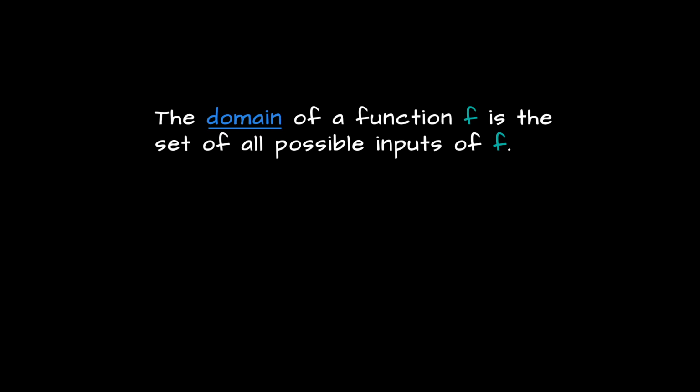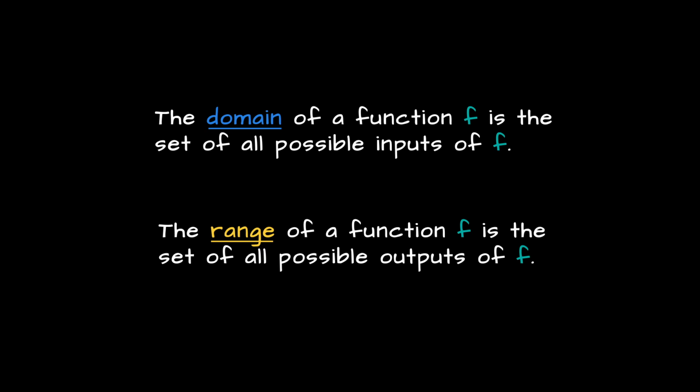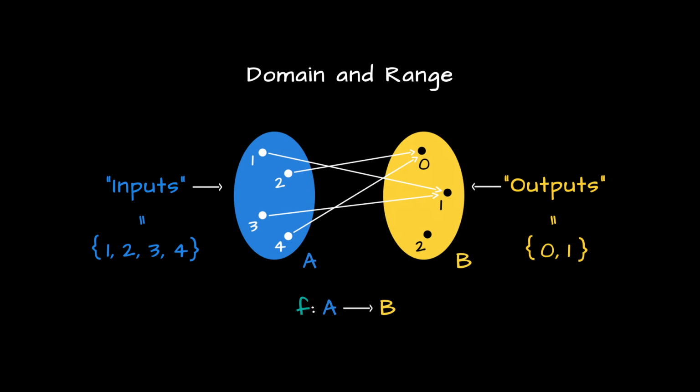This example leads us to a general definition. In general, we say that the domain of a function f is the set of all possible inputs of f. Likewise, we say that the range of a function f is the set of all possible outputs of f, or the set of all possible values that the function can take. So, returning to our example and armed with our new vocabulary, we would say that the domain of the function f depicted here is the set of numbers 1, 2, 3, and 4, and that the range of the function f is the set of numbers 0 and 1.